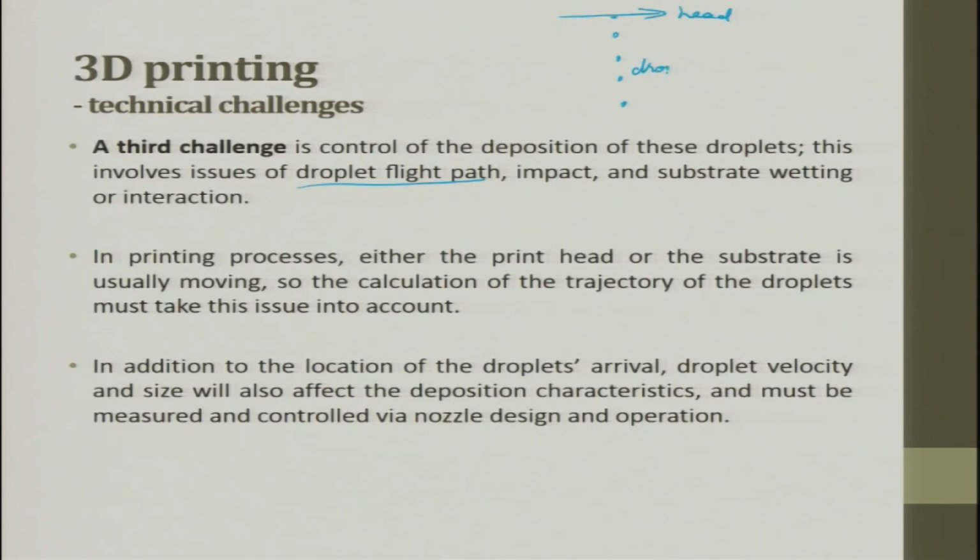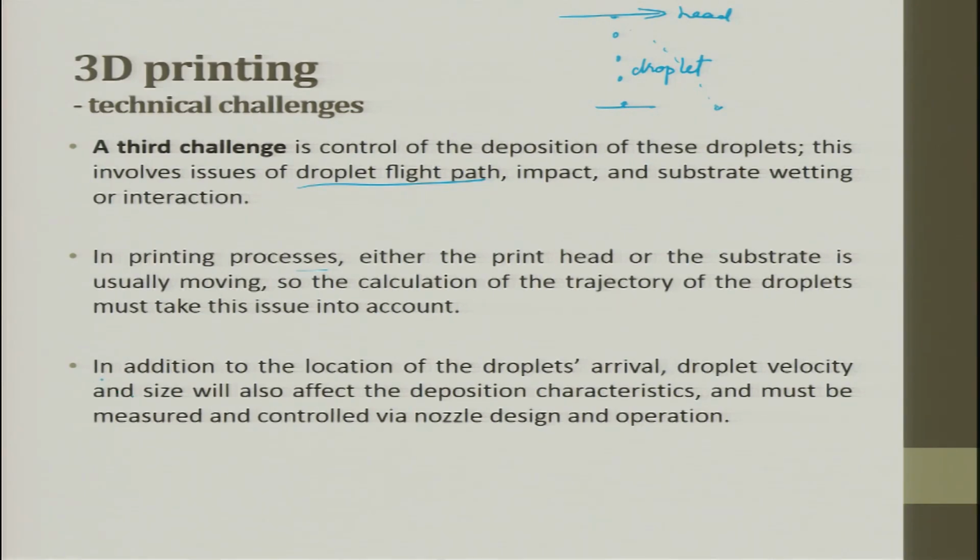Head, droplet. Droplet falling down, head moving. So, what will happen is there will be a flight path. So, instead of falling straight down, it might take a curved path. So, we have to be careful. In the printing process, either the printing head or the substrate is usually moving. So, the calculation of the trajectory of the droplet must take this issue into account. Otherwise, what will happen? You will keep moving and the droplet will not fall, it will jump and you will not get adhesion.